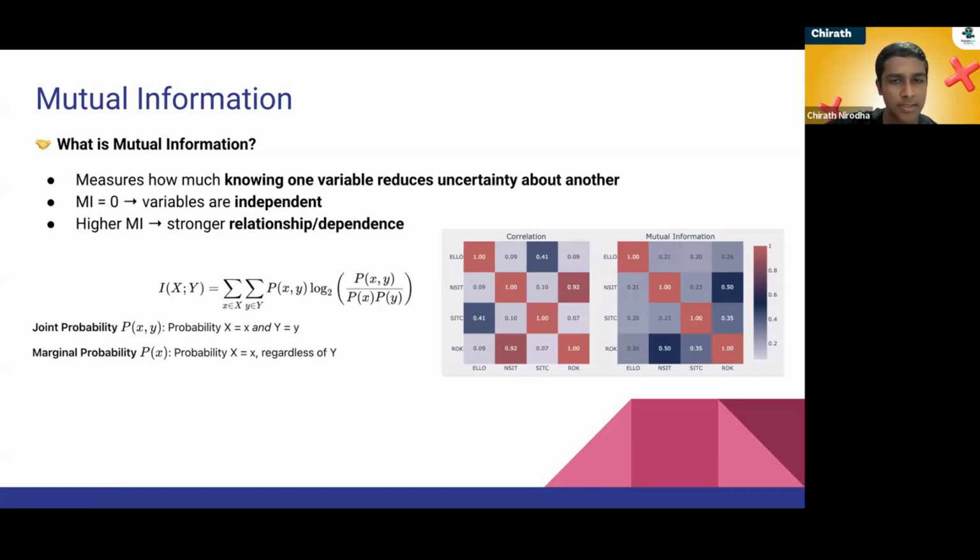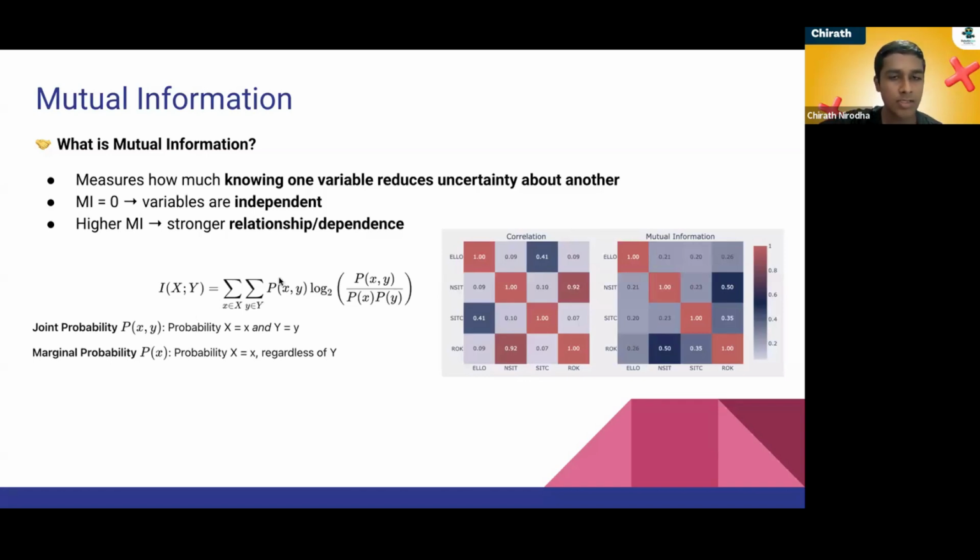Now, here you can see p(x,y) is the joint probability. That means the probability that X equals x and Y equals y. So when both happen, that is the joint probability. And marginal probability means p(x) is the probability of X being x, and p(y) means the probability of Y being y.